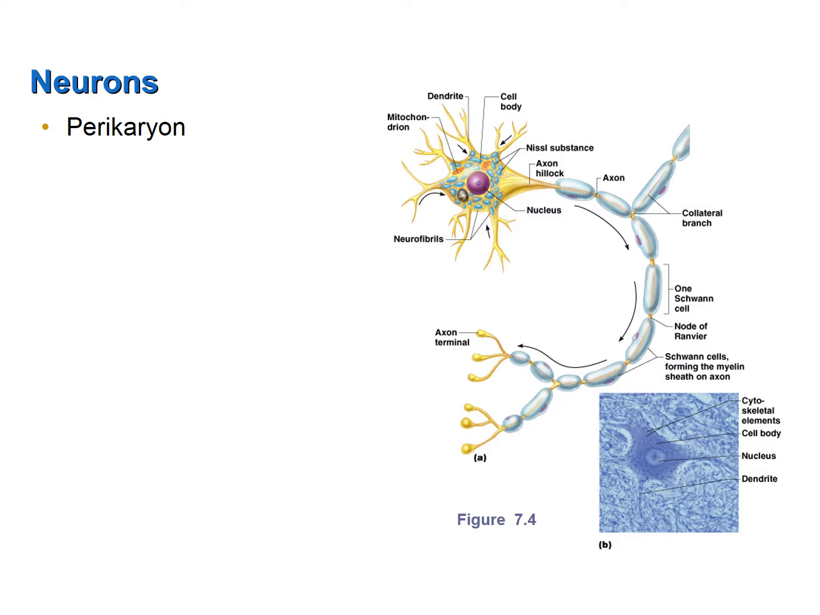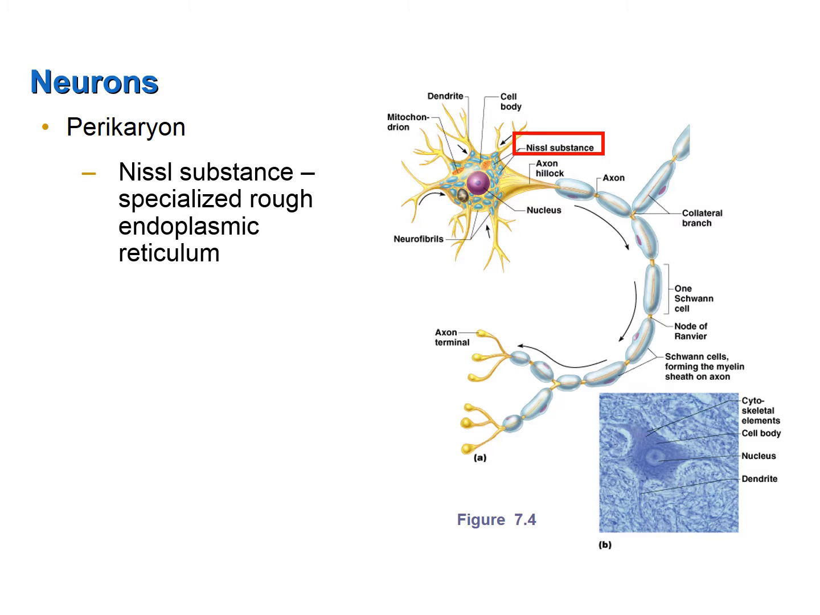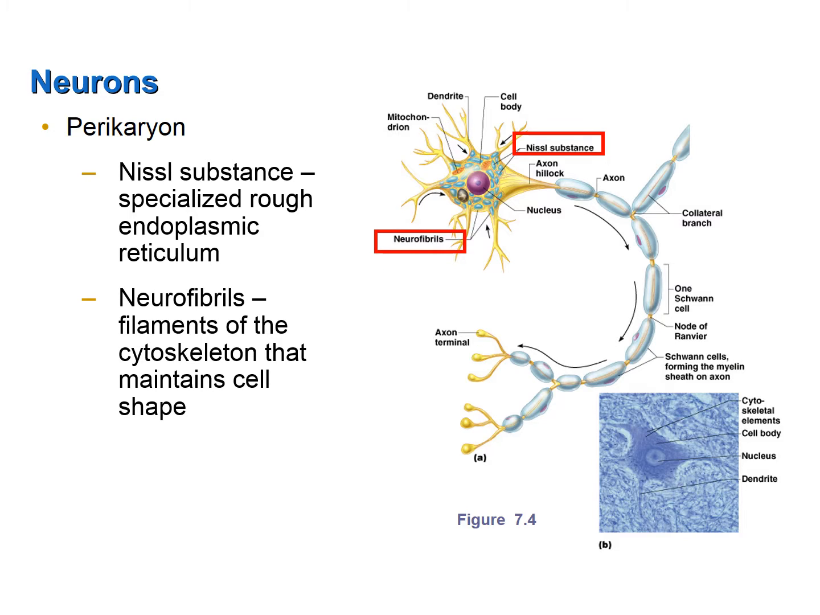One structure found in the perikaryon is the Nissl substance. Now, the Nissl substance is basically a specialized, compartmentalized, rough endoplasmic reticulum. Another structure I'd like to call your attention to are the neurofibrils. The neurofibrils are the filaments of the cytoskeleton, and they help determine and also maintain the shape of the neuron. In lab, you looked at nervous tissue, and one of the things that you should have noted was that neurons have a very large nucleus with a large nucleolus.